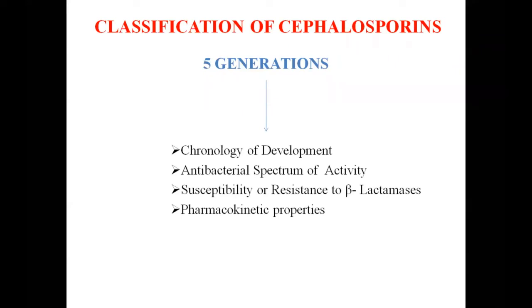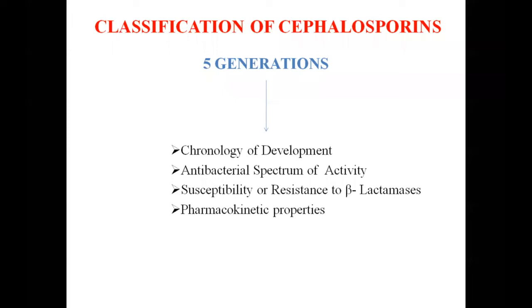Then these different generations have come up based on their susceptibility to the beta-lactamases. Some of them are susceptible to the beta-lactamases, some of them are resistant, and some of them are highly resistant to the beta-lactamases, because we are facing the problem of resistant microorganisms, and this resistance is because of production of beta-lactamases, that is penicillinase production, by which they are becoming resistant. So we definitely need some cephalosporin which should be resistant to the beta-lactamase. Then only it will be useful against the resistant organisms.